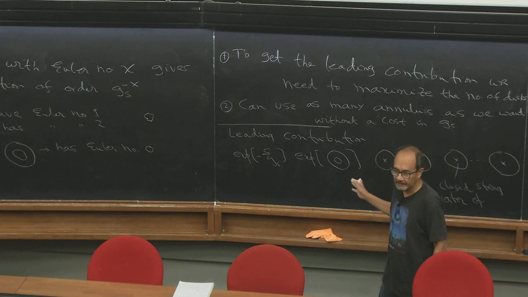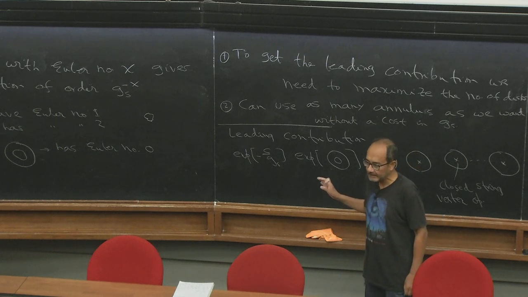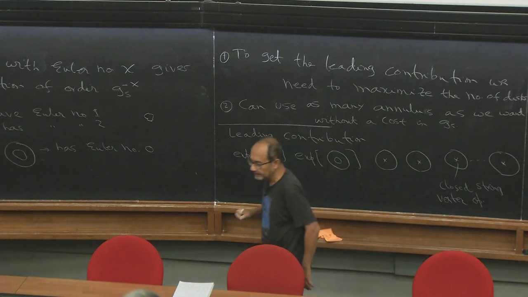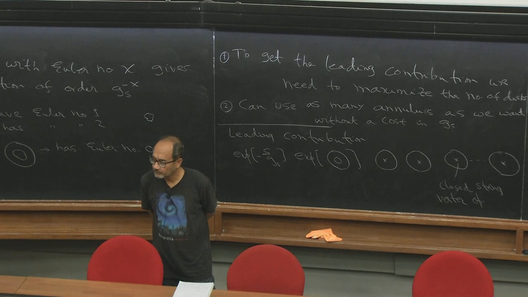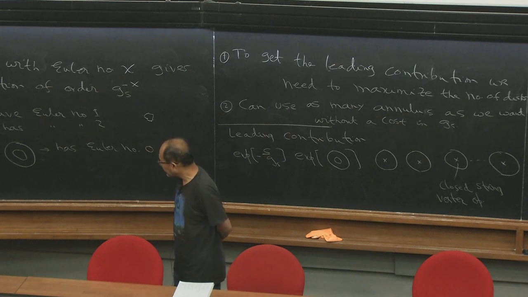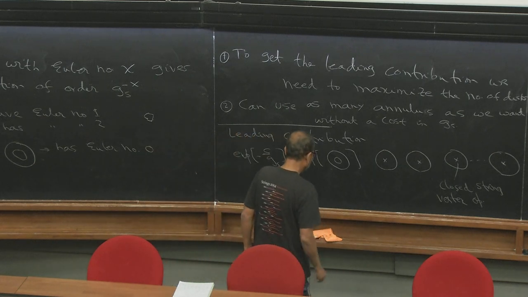Is this clear? Right? So, yes. Maybe you could say a couple more words why this exponentiates exactly if you have an arbitrary number of boundaries, but you tie them up to annuli. I mean, you said the combinatorics works out, but it's maybe not obvious that it does. Yeah, okay.